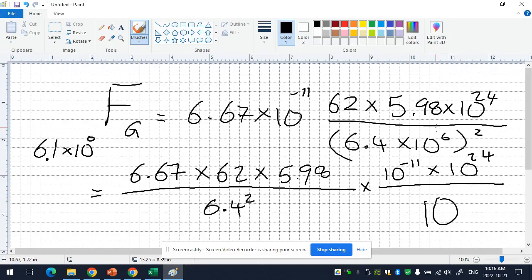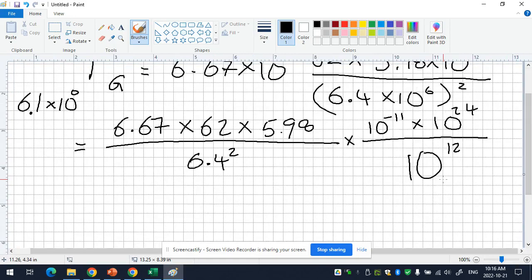Can someone tell me now what's the power here? 10 to the what? What's 10 to the 6 to the power of 2? Yes, you don't add, you multiply. Okay? So can I do this in my head? This part? I sure can. What's 24 minus 11? 13. 13, take away 12. No, 1, just 1.